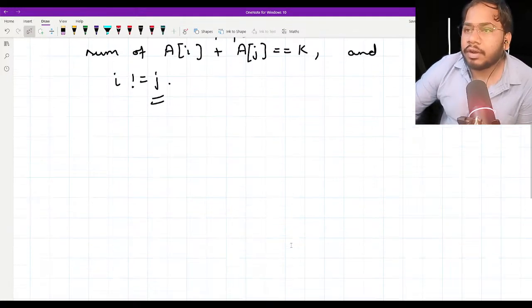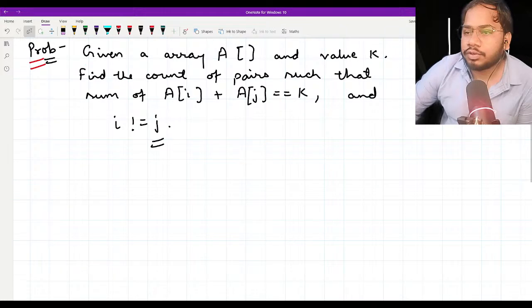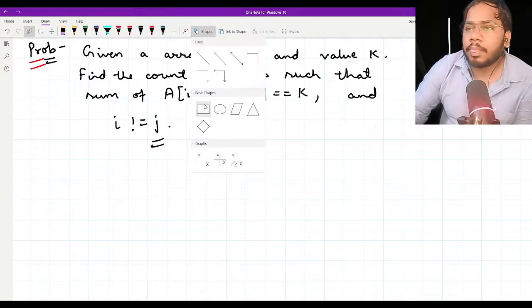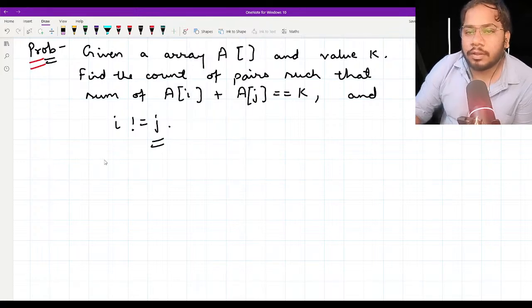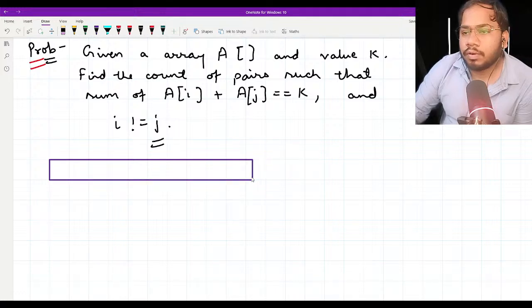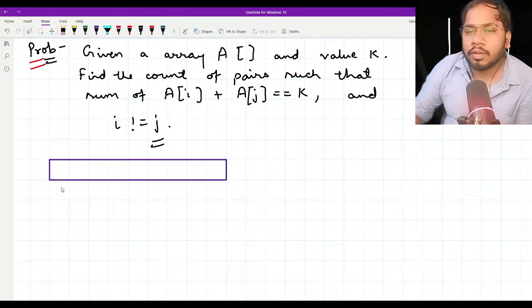Let's create one array. Let's keep the question like this. Suppose this is the array, with indices 0, 1, 2, 3, 4, 5, 6, 7. That's okay. Let's make it 7 only.